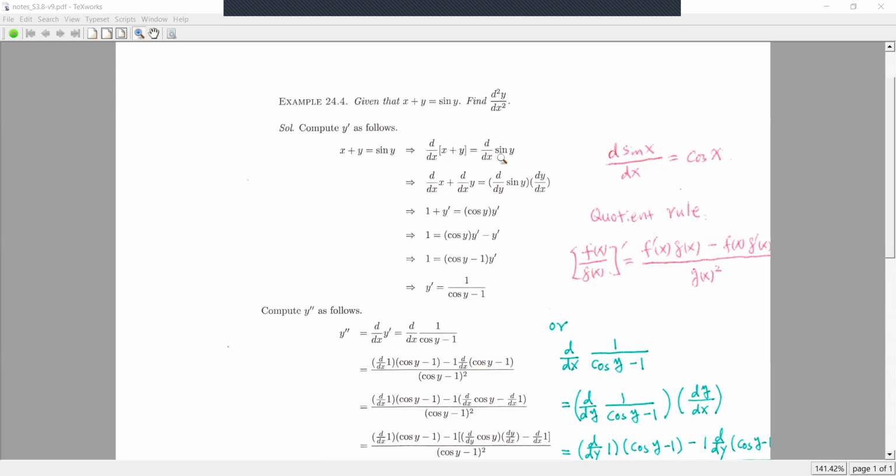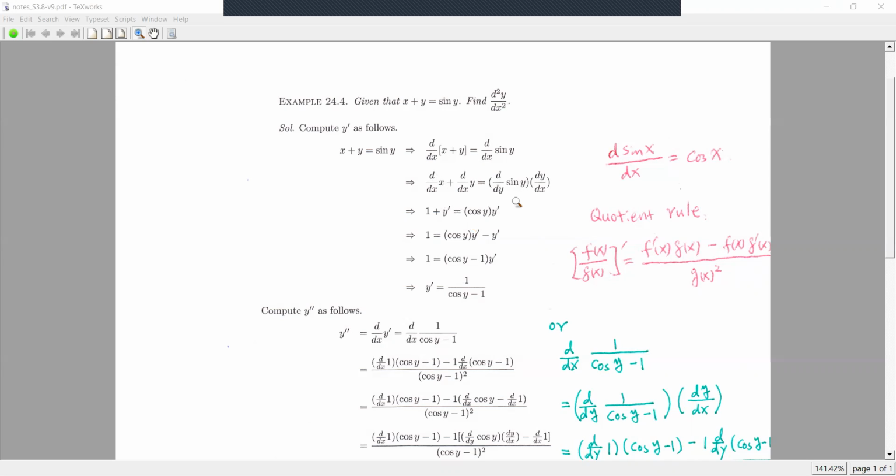About this derivative, I want to use this formula. But this formula requires all the variables to be the same variable. So before I can use this formula, I apply the chain rule. Write this derivative as the product of these two derivatives. Now, the derivative of x with respect to x is 1. The derivative of y with respect to x is y prime.